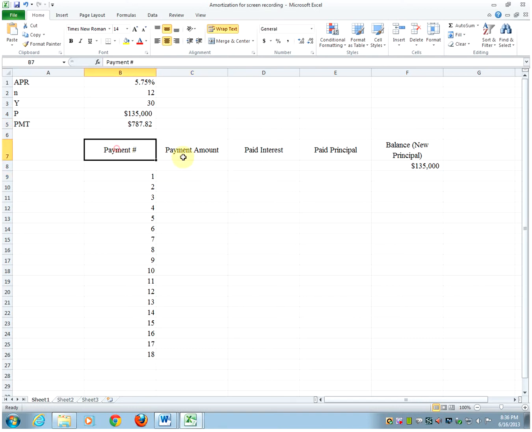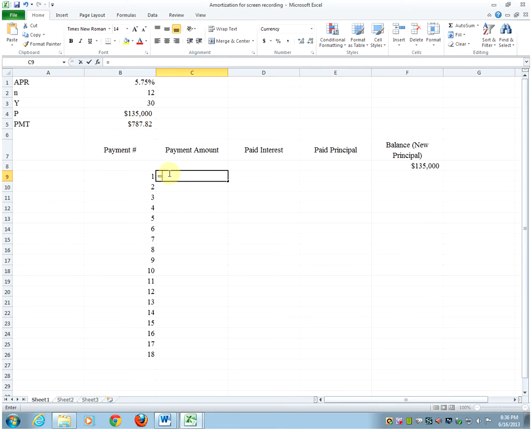Now notice I put in all my titles, and then I have a whole blank row except I put in my balance, my $135,000. That's what I'm starting with. Then in month 1, I'm going to make this monthly payment of $787.82. As a matter of fact, I'm going to do that every single month.